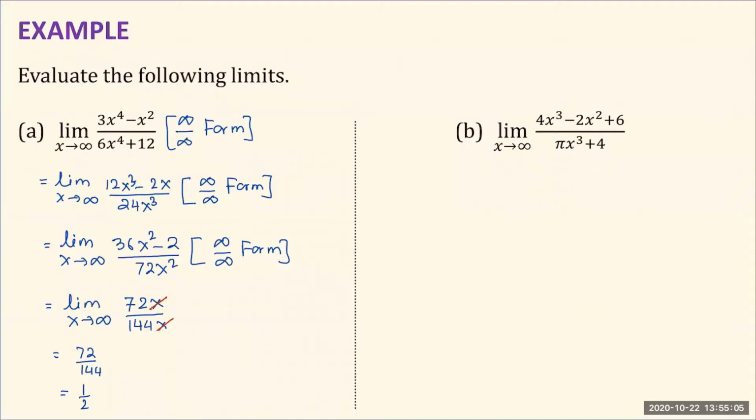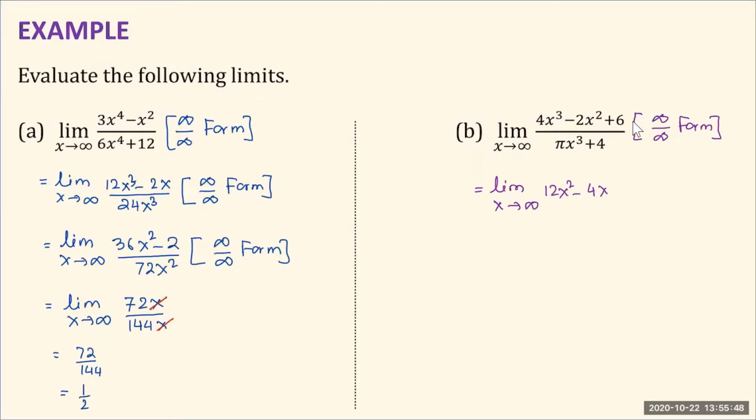Now part B, we have to find the limit as x approaches infinity of a cubic polynomial in the numerator and also a cubic polynomial in the denominator. And we know that when x approaches infinity, the cubic polynomials go to infinity. So this is infinity over infinity form. So we have to use L'Hopital's rule. That is, we have to find the derivative in the numerator and also in the denominator. The derivative of the numerator: 3 times 4, 12x squared, then minus, the derivative of 2x squared is 4x. The derivative of 6 will be 0.